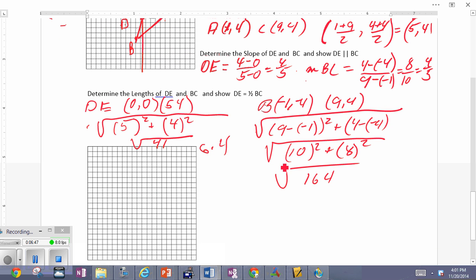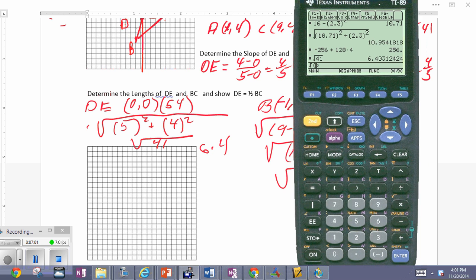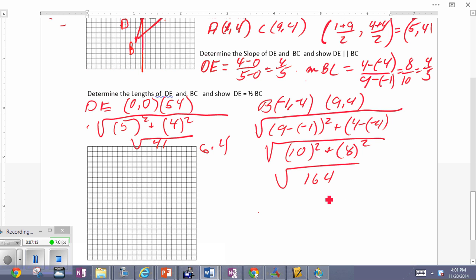Now, the square root of 164, I'm going to go back and compute that on my calculator. I'm going to put in the square root of 164, and the square root of 164 is exactly twice DE, 12.8. So that's now been proven. BC is equal to 12.8.